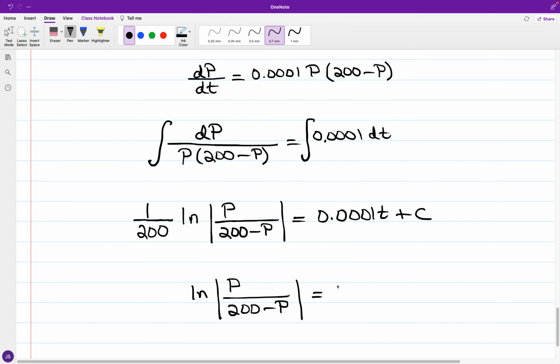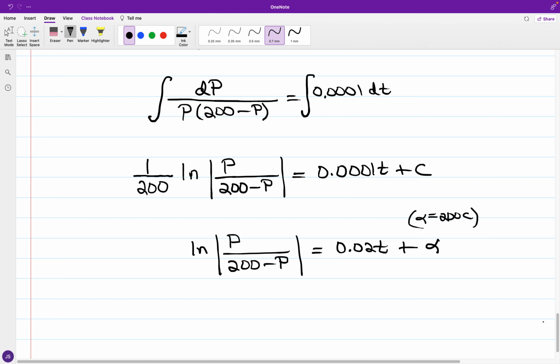and it's going to be equal to 0.02t, and let's say we have plus alpha, again with alpha equal to 200 times a constant, and 200 times a constant is still a constant. And for what we have, treating both sides as powers to which we're going to have the natural logarithmic base raised.